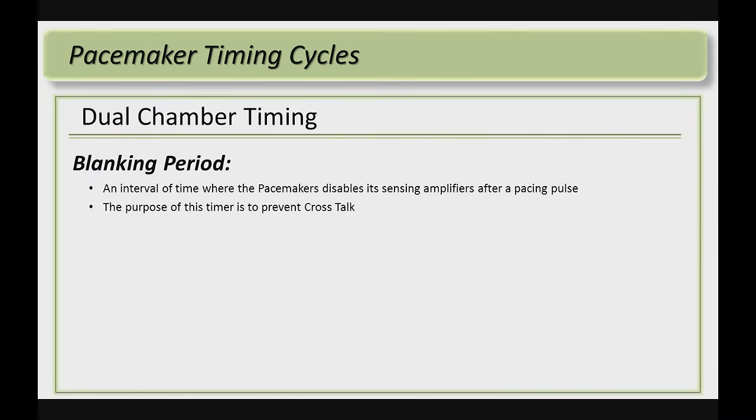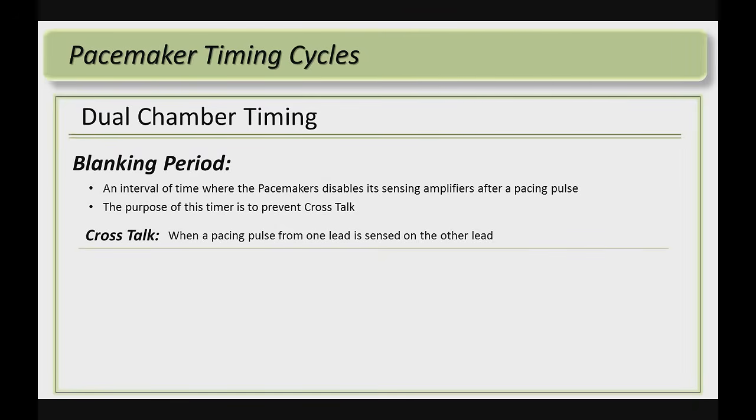Blanking period. The blanking period is an interval of time where the pacemaker disables its sensing amplifiers after a pacing pulse. The purpose of this timer is to prevent crosstalk. Crosstalk is when a pacing pulse from one lead is sensed on the other lead.